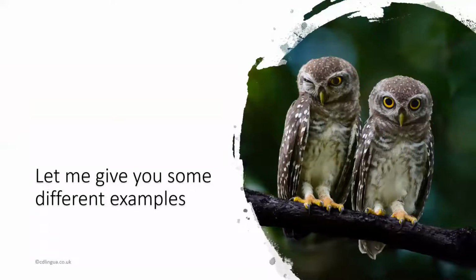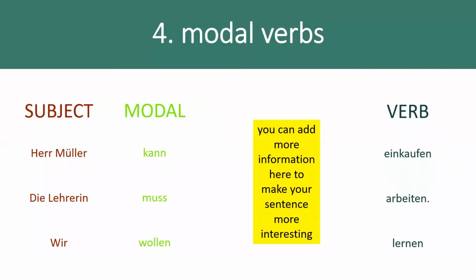Yeah? So now, let me give you some different examples. Also hier sind ein paar unterschiedliche Beispiele. Zum Beispiel, we had the first one. So Herr Müller kann einkaufen. Die Lehrerin muss arbeiten. Or wir wollen lernen. Ja, so Herr Müller kann einkaufen, Mr. Müller can shop. Die Lehrerin muss arbeiten, the teacher must work or has to work. Und wir wollen lernen, we want to learn.